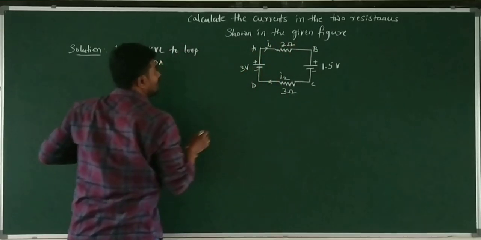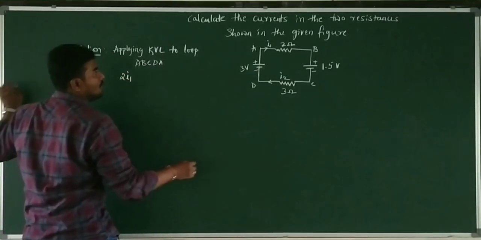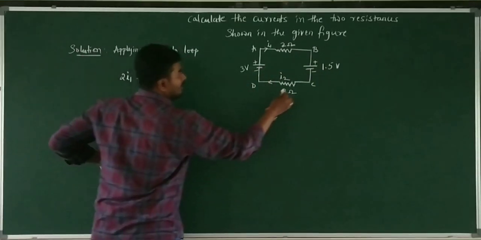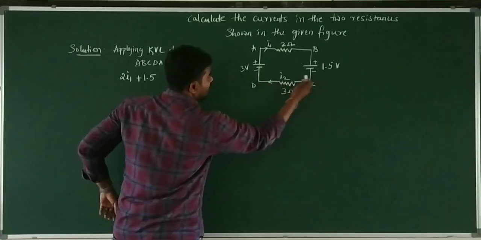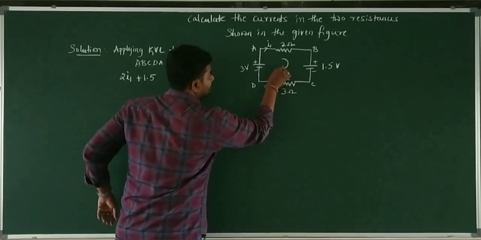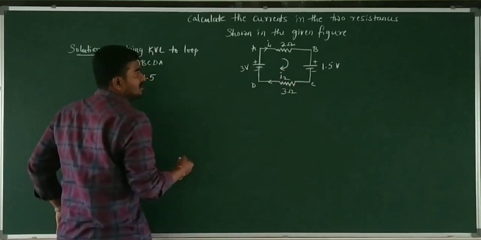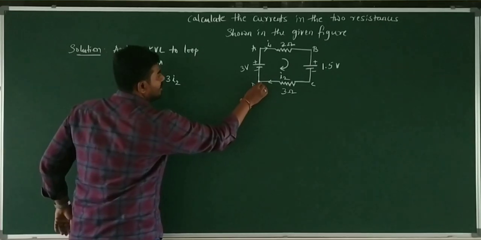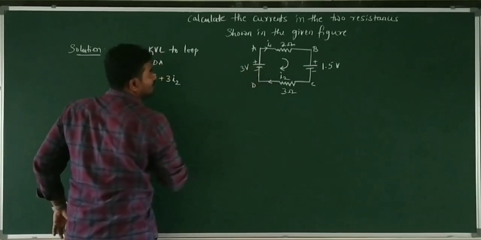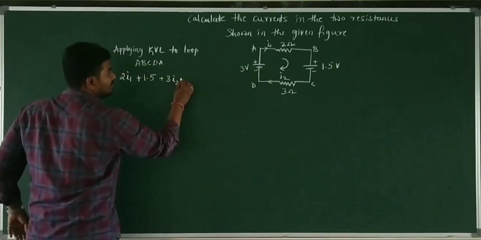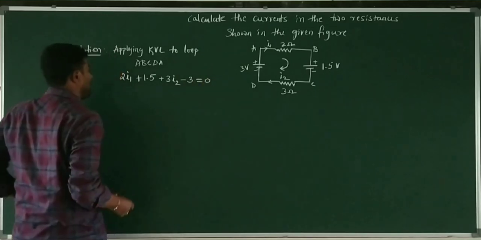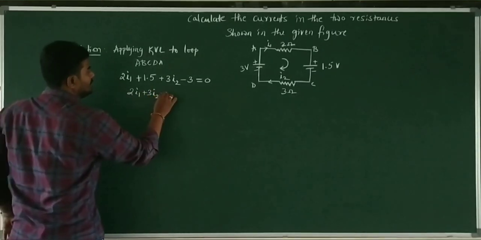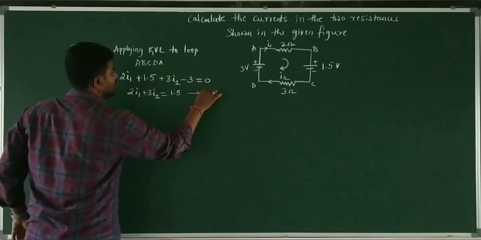Therefore, 2 ohm and I1 current, it is 2I1. And here, positive terminal appears first. Therefore, it is positive 1.5. And C to D. See here. C to D, you are traveling this way, clockwise. And the current is also flowing in the same direction. Therefore, 3 ohm and current is I2. This is 3I2. You reach D, and from D to A while traveling, first the negative terminal of the EMF comes. Therefore, it is minus 3 is equal to 0. So it is 2I1 plus 3I2 is equal to 1.5. Let us call it equation 1.